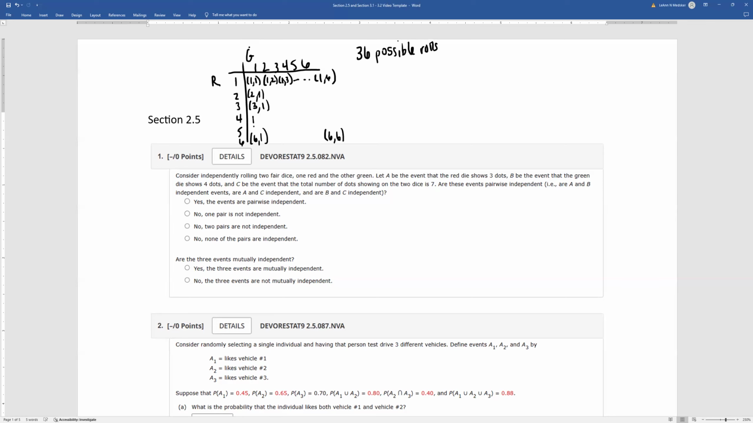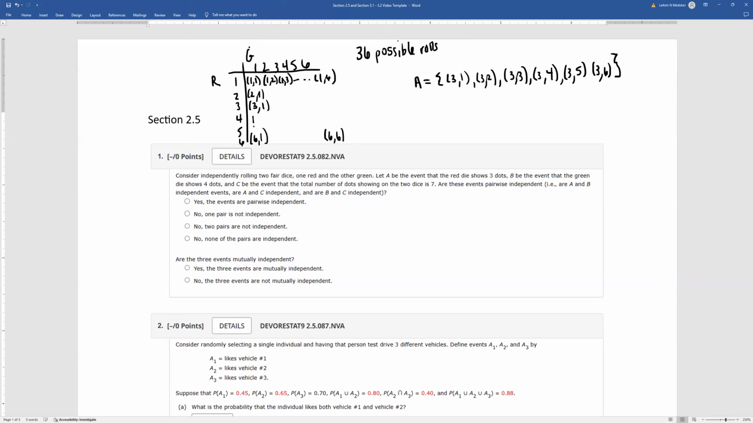Now that's for the whole universe, not for our little subsets. So when we talk about A, the event that the red die shows a 3, that subset is going to be this whole row where the red is 3. So you'd have a 3, 1, a 3, 2, a 3, 3, a 3, 4, a 3, 5, and a 3, 6.